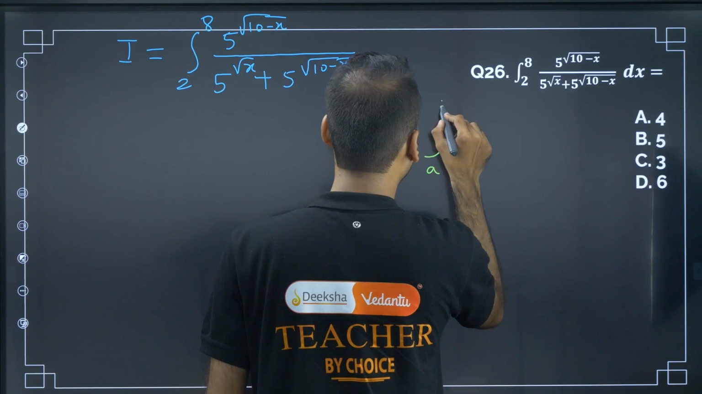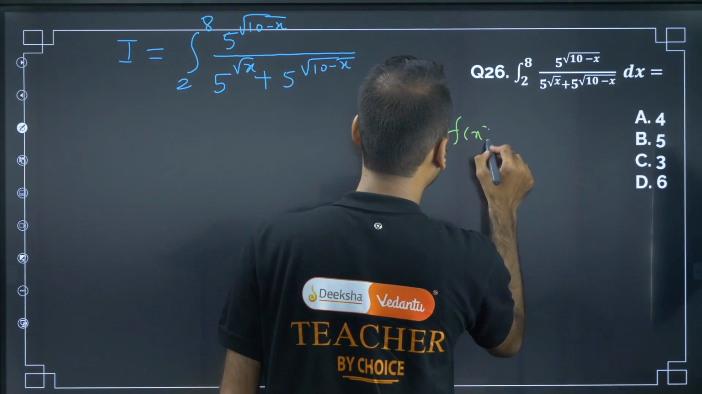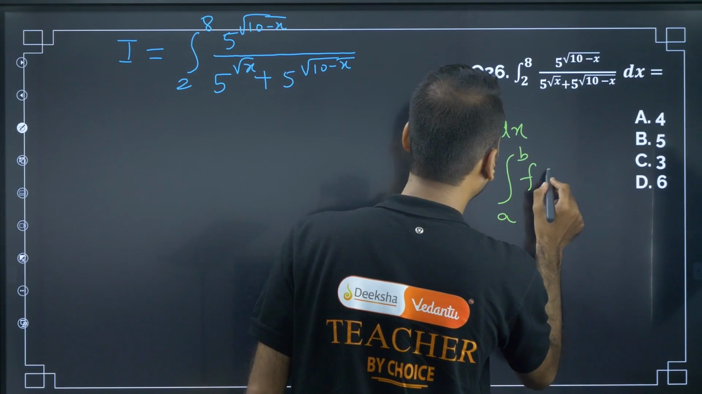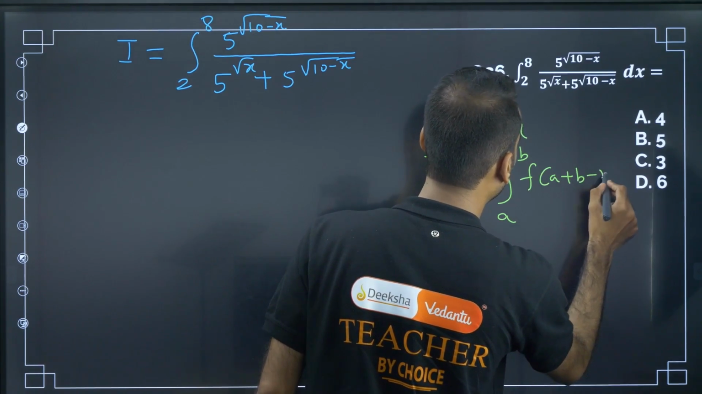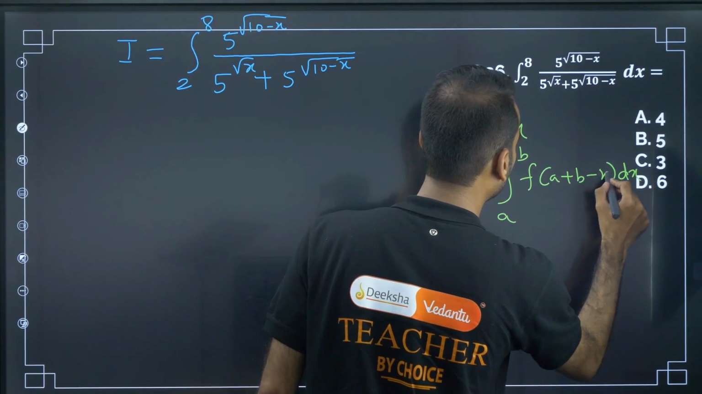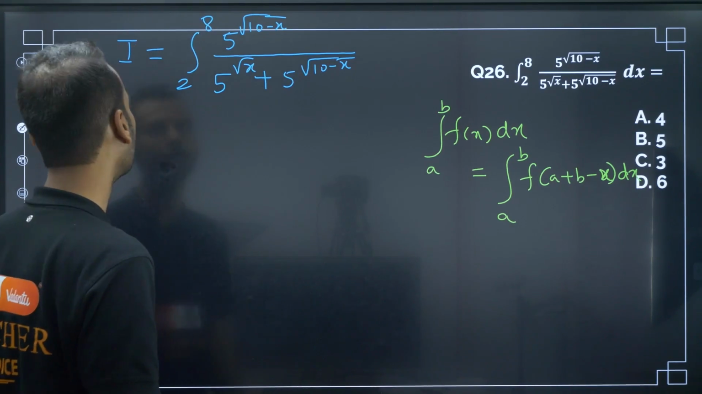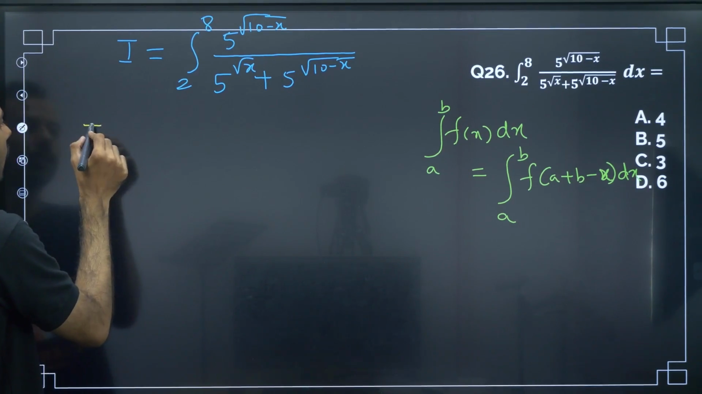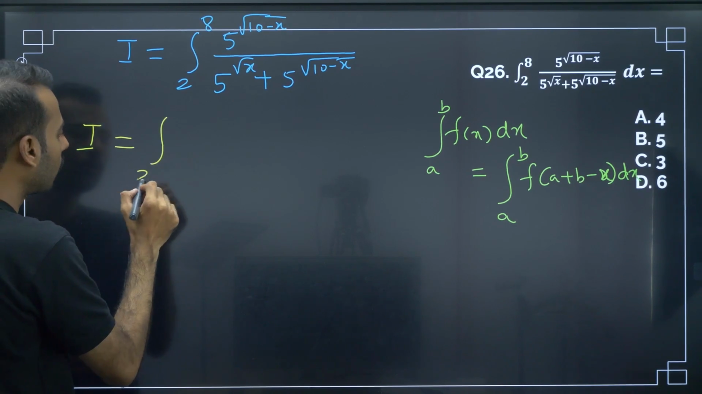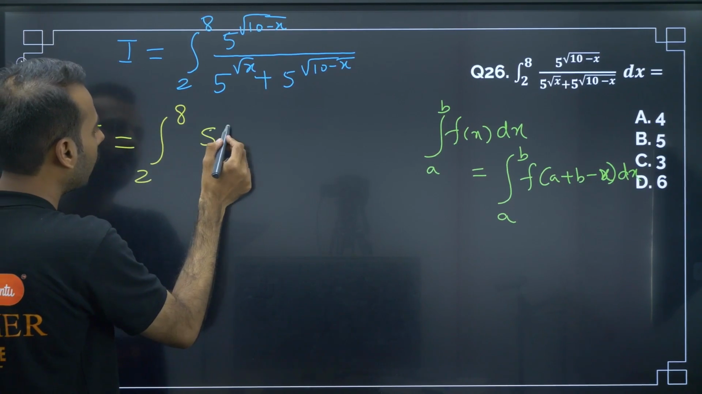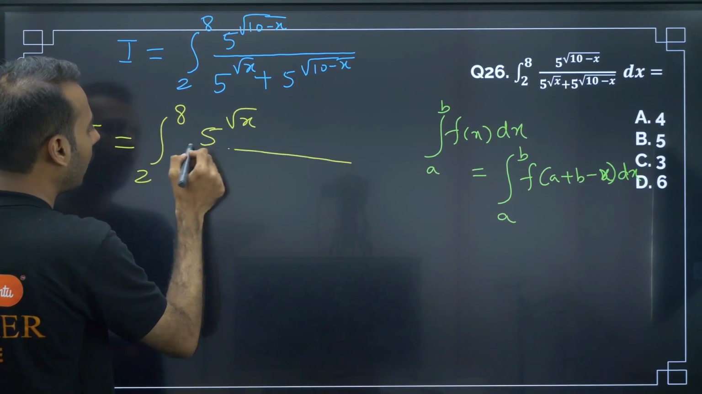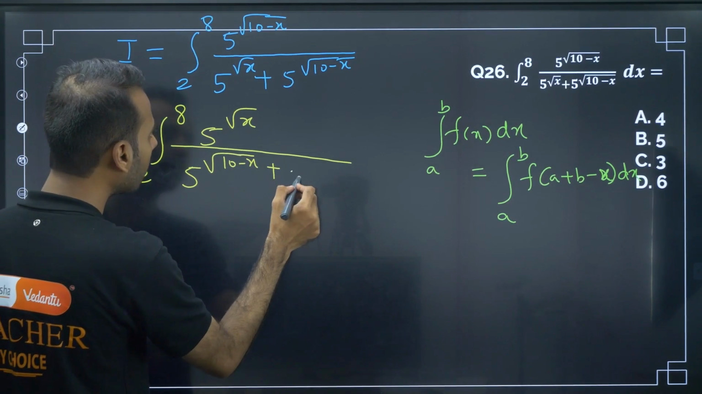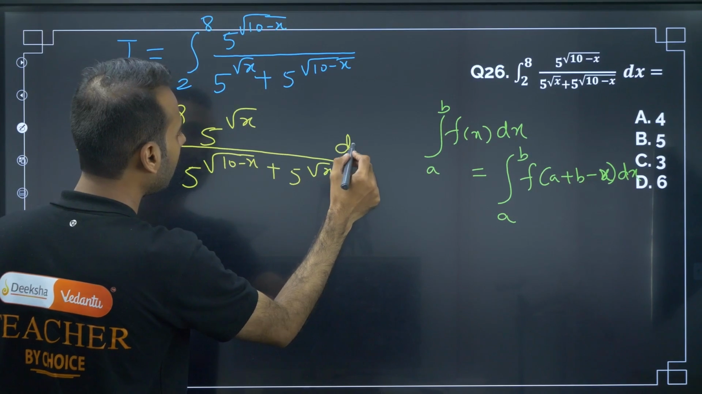The integral from a to b of f of x dx is equal to the integral from a to b of f of a plus b minus x dx. This property we have already discussed. Now if I use that property, this I is equal to the integral from 2 to 8 of root x by root of 10 minus x plus root x dx.